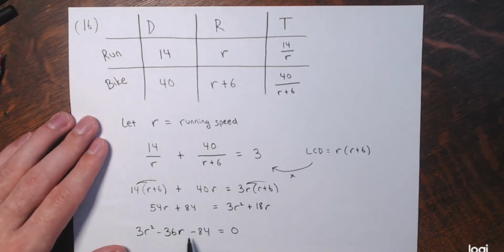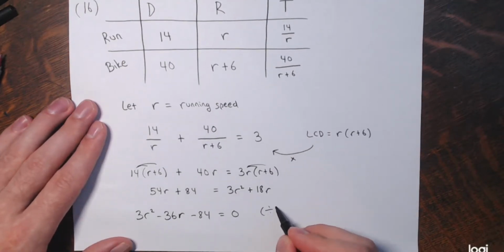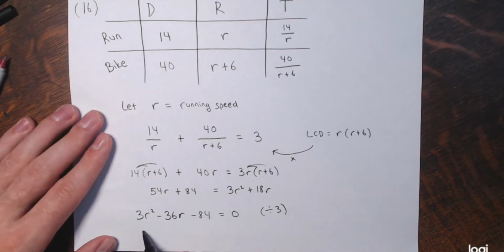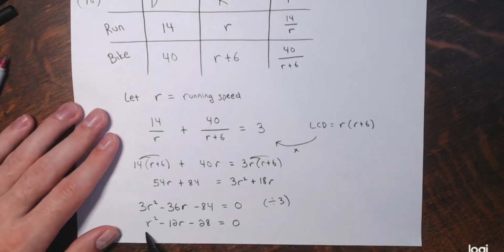And then one thing I'm noticing is that all these coefficients here are multiples of 3. So I'm going to divide everything by 3. It's going to make the numbers smaller. We'll have r squared minus 12r minus 28. 60 and 24, yeah, equals 0. And this factors nicely to r minus 14 times r plus 2.